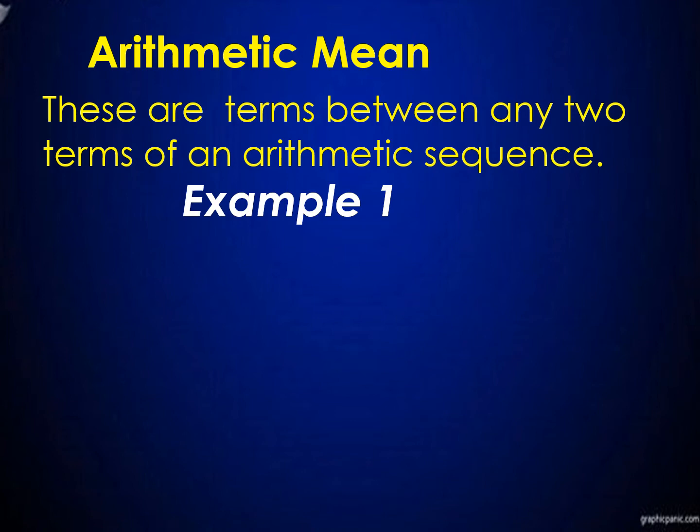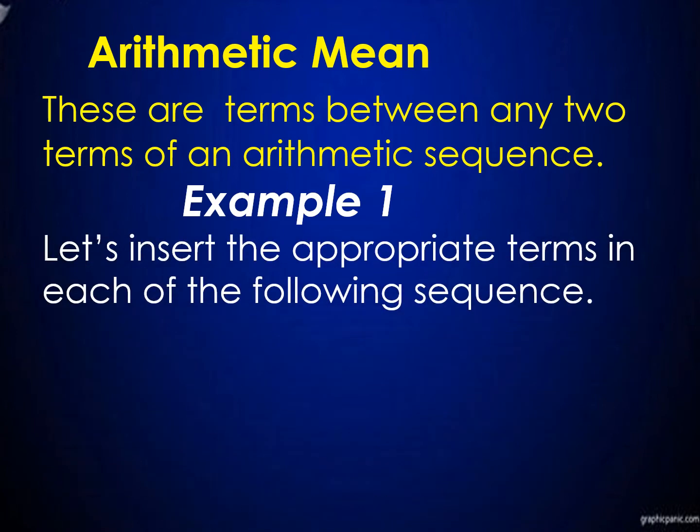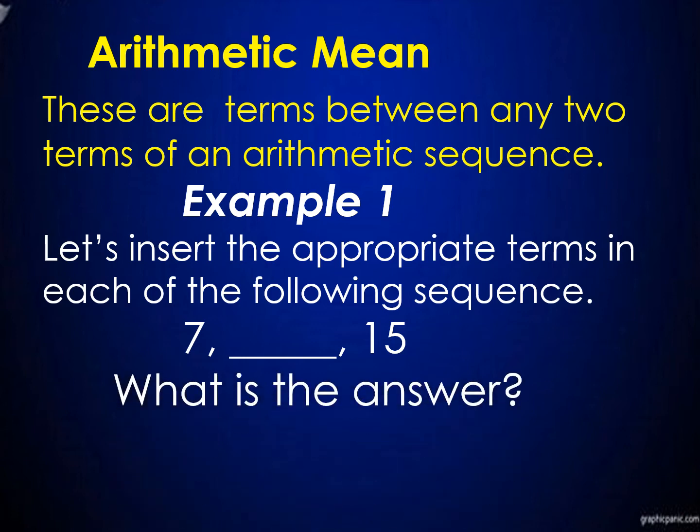So, let's have our example. Let's insert the appropriate terms in each of the following sequence. 7, then blank, 15. So, ano yung ating arithmetic mean doon? What is the answer? The answer is 11, since 7 plus 4 is equal to 11. So, nag-a-add ka ng 4. Then, 11 plus 4, and that is 15 for the third term.